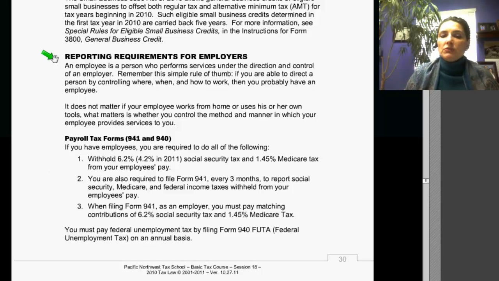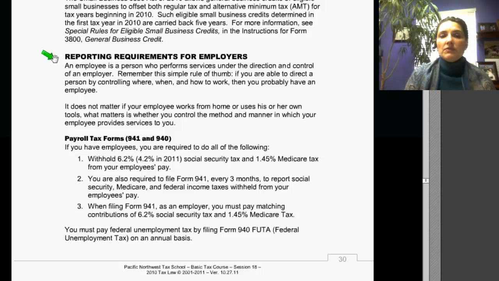Reporting requirements for employers is the next topic of the day. And as an employer, you have a responsibility. That is, if you own a small business and you have employees in your business, you have a lot of legal responsibilities, tax-wise and otherwise, with regards to those employees.